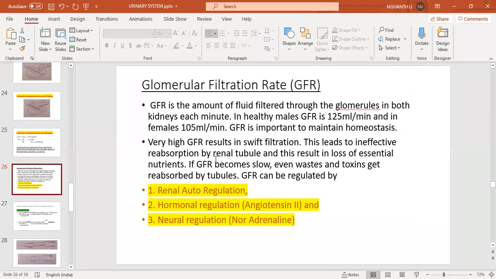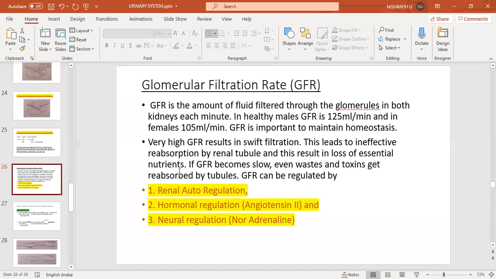So this is about the very high GFR. Now you read the sentence, you can understand. Very high GFR results in swift filtration. This leads to ineffective reabsorption by the renal tubule, and this results in loss of essential nutrients. If GFR becomes slow, even waste and toxins get reabsorbed by tubules. GFR can be regulated. That means to prevent this one.